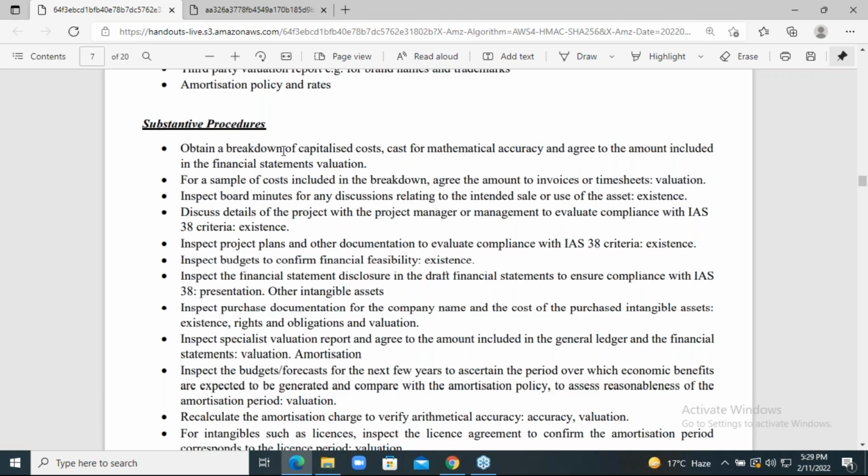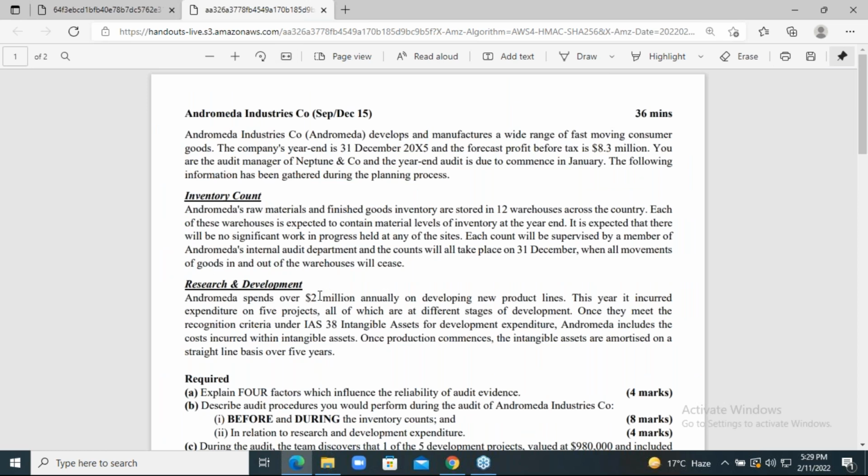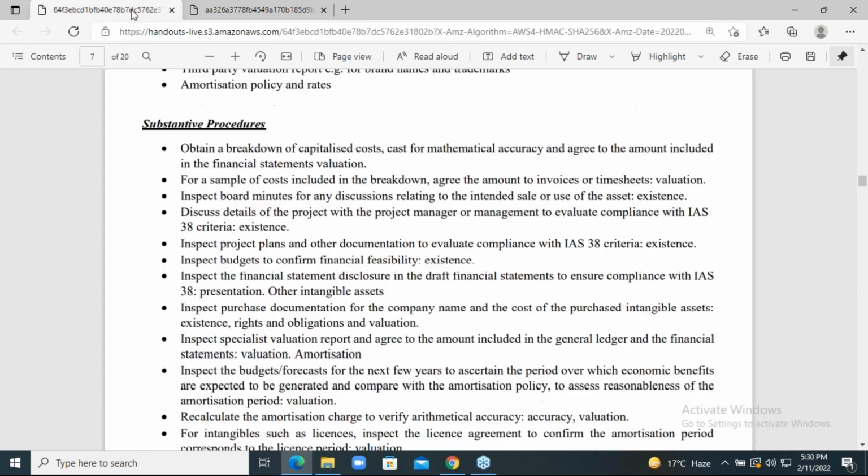Once again, you will obtain a breakdown of capitalized cost, but what you will do is obtain a breakdown of those 5 development projects, as they have discussed the breakup of 2 million for 5 projects. So these two words are crucial. These two words are very important. These two words will be included in many procedures, like obtain a breakdown of capitalized cost of 2 million, check it for arithmetical accuracy, and agree to the amount included in the financial statement. So this is a clear procedure.